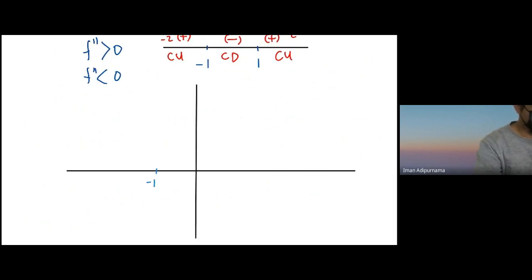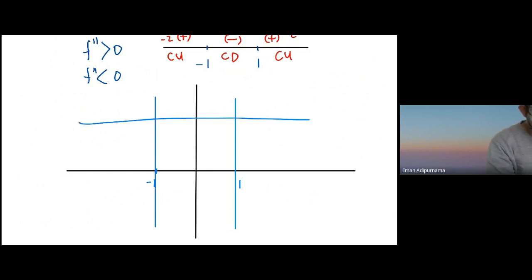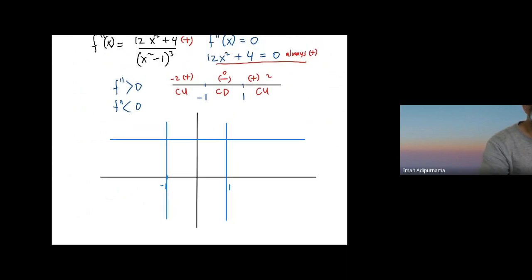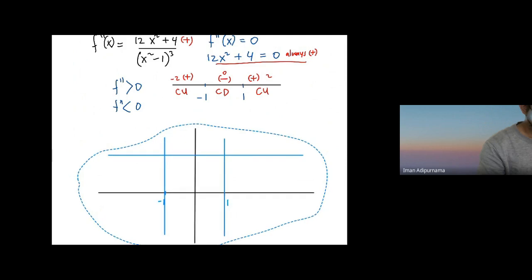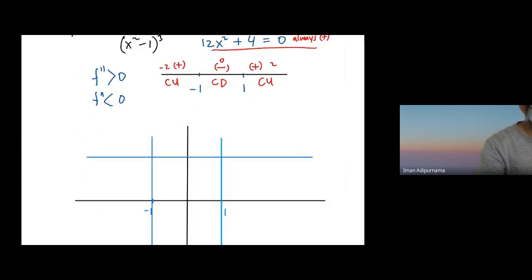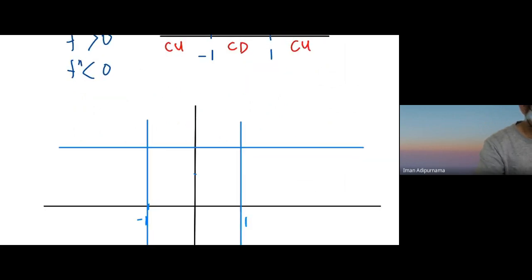So take this negative 1, negative 1, and then maybe take this as our asymptote here. And then maybe around here, this will be another asymptote. Make it a little bit down here. This will be 2. This is 2. Okay.